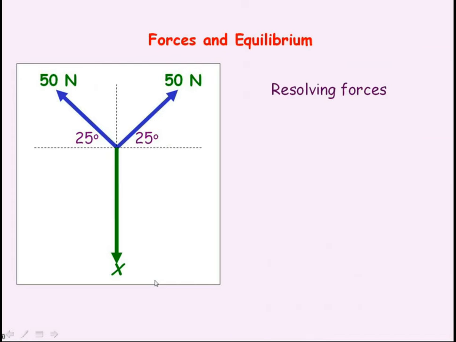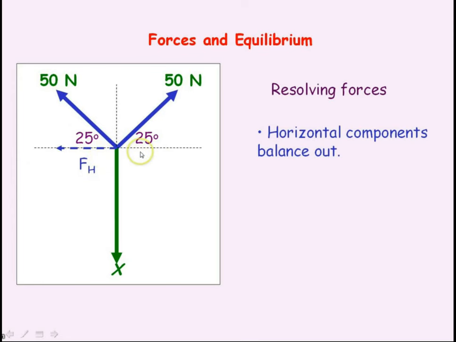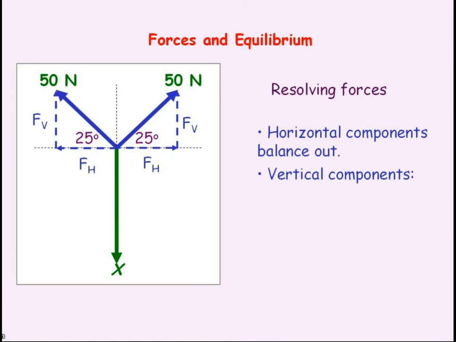An alternative way to find x is by resolving the forces for the 50 Newton forces. If we first look at the horizontal forces, because they are acting in opposite directions, their components balance out, so we can ignore them. And then if we look at the vertical forces of the 50 newton forces, they're both acting vertically upwards. And so we can say the two vertical forces will add together to equal our x.